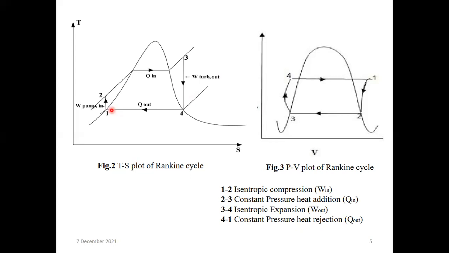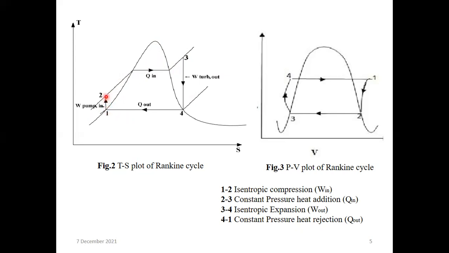So here, if you see, this is the Mollier chart. This dome curve represents the saturated line. These lines are constant pressure lines. So 1 to 2, we are pumping the water. So this is isentropic compression, W in.